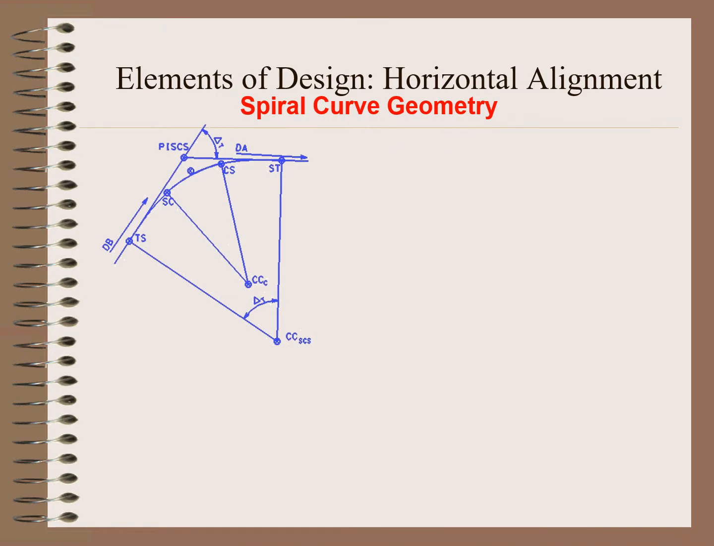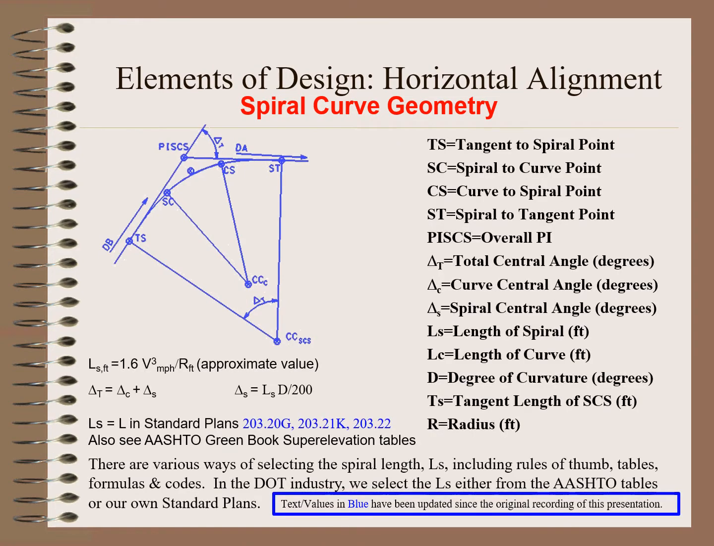Let's study the spiral curve geometry. In a spiral-curve-spiral combination, which is the type of spiral curves that we use, we have the tangent to spiral point where the spiral begins. The next point is the spiral to curve point, curve to spiral, and finally spiral to tangent.